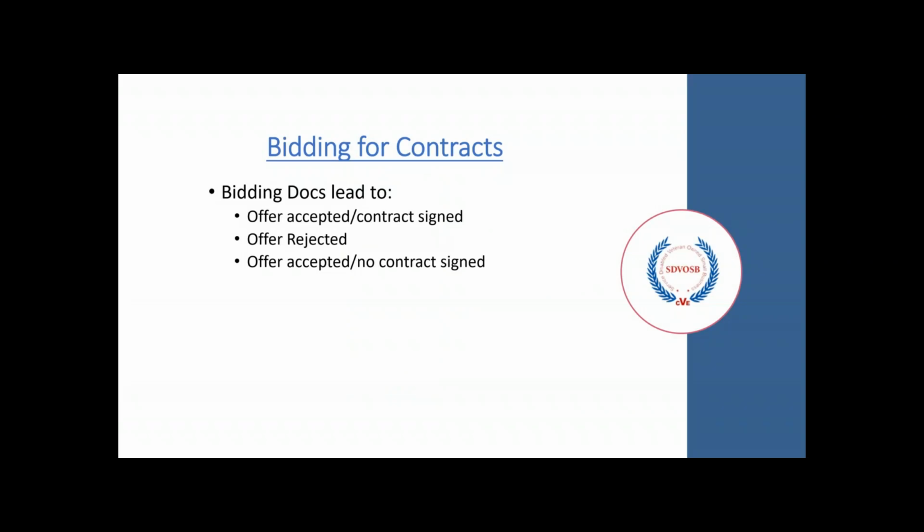So to start us out, let's talk about bidding for contracts. The bidding docs for bids will lead to an offer being accepted and a contract signed. It'll lead to an offer that gets rejected, or it could lead to an offer that gets accepted, but there is no contract that ends up being signed.